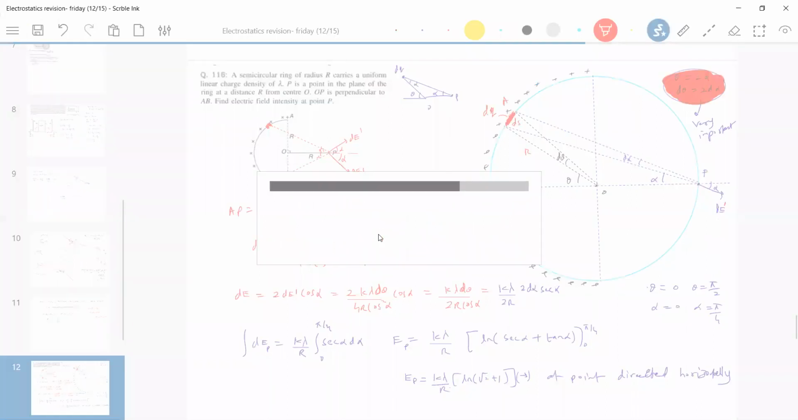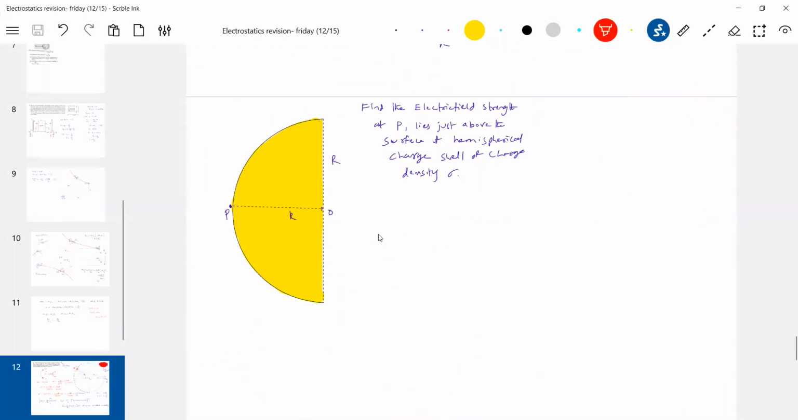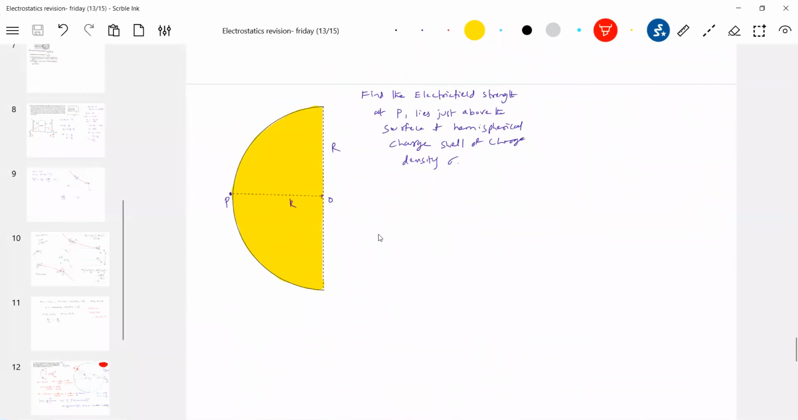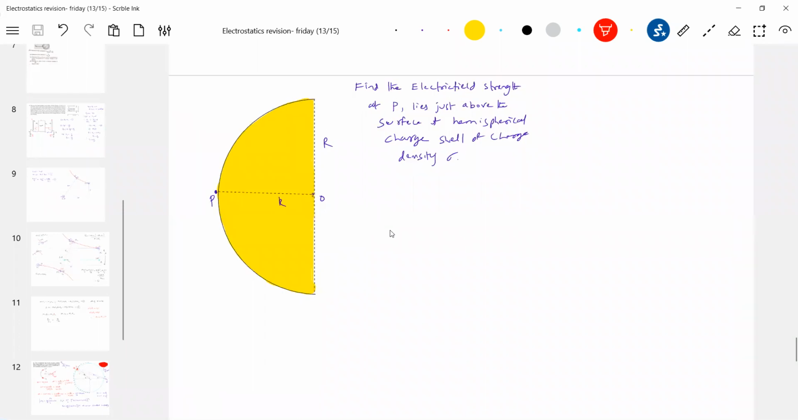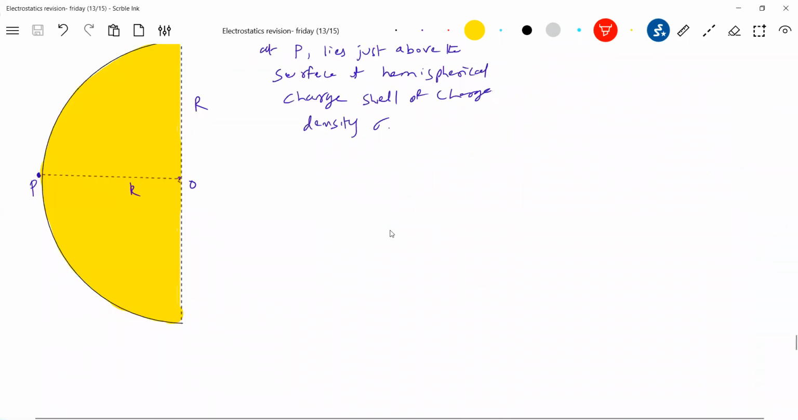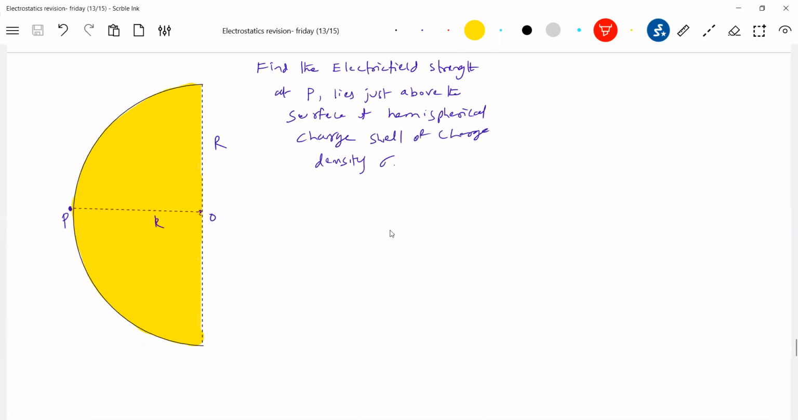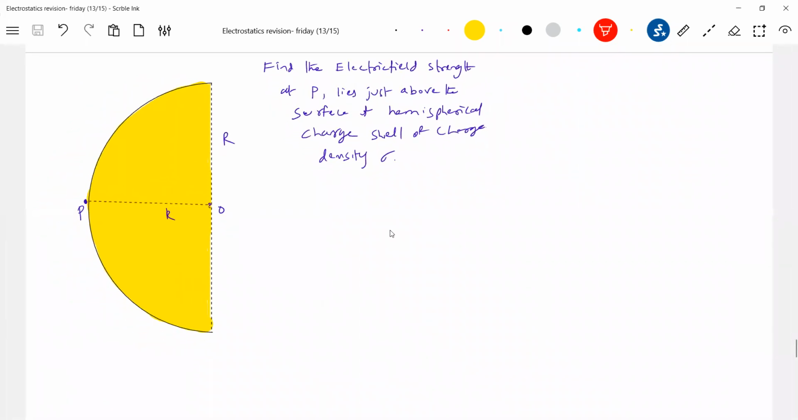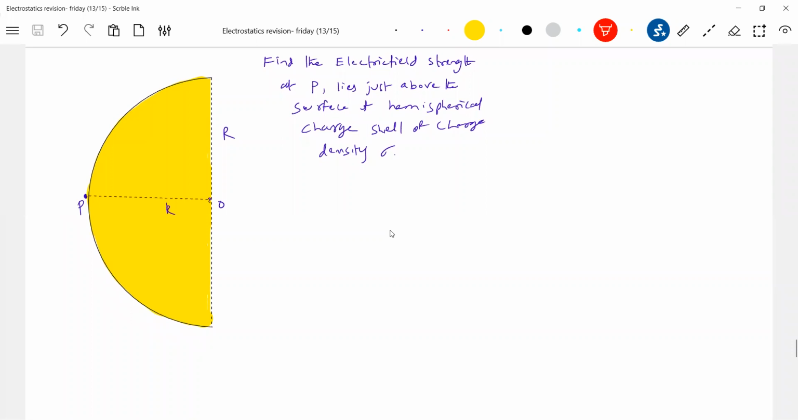Let me scroll to the next problem. Yeah, this is the hemispherical charged shell of charge density. At point P, I want the field. I'm testing your integration skills. You study a lot about how to apply limits, and the ability to apply limits is what is being tested in this numerical.